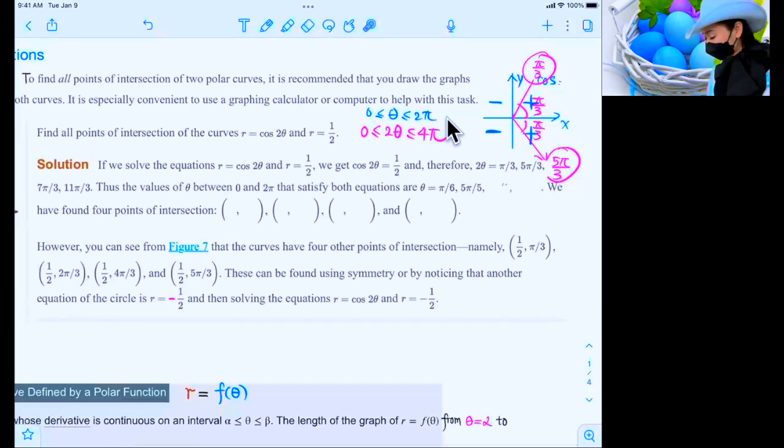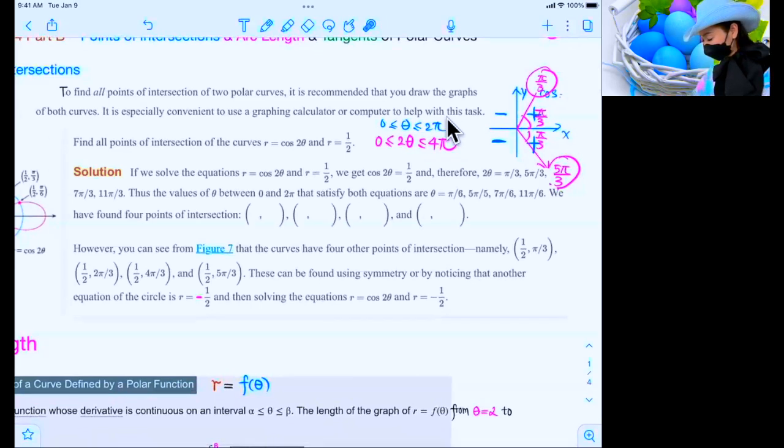Those are the values for 2 theta, and then you just divide those by 2 to get theta. Divide each of them by 2, you got this. Now, after you get those thetas, you can get those points. How do you get those points? Well, you can put theta in first. Theta is pi over 6, 5 pi over 6, 7 pi over 6, 11 pi over 6.